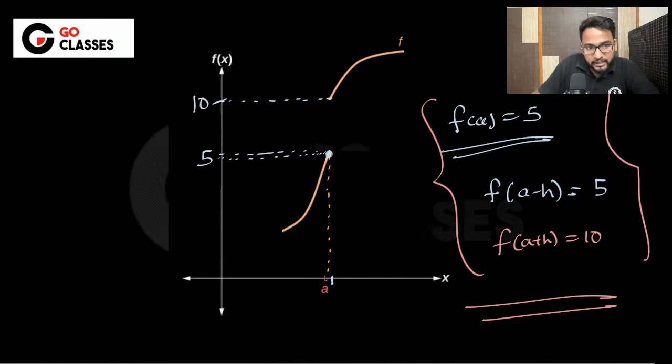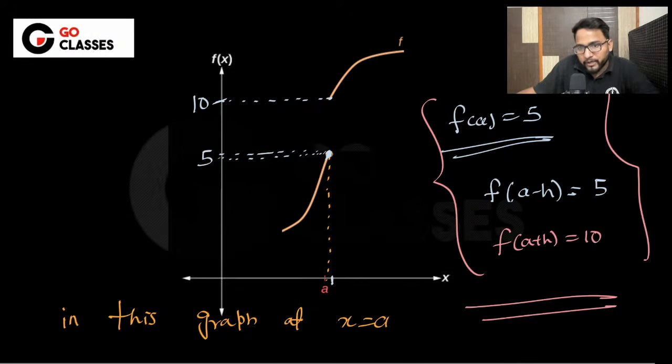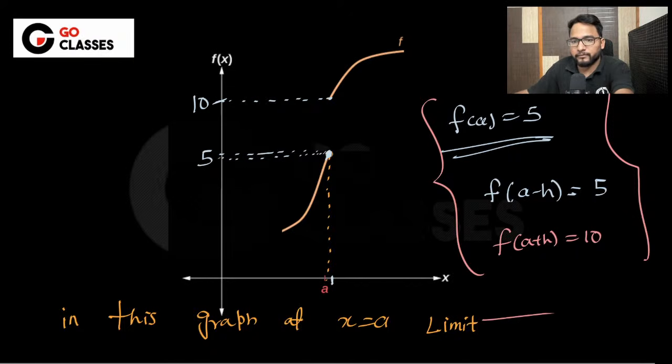So let me just write it here. In this graph, at x equal to a, limit does not exist. Okay, I hope this is clear to everyone.